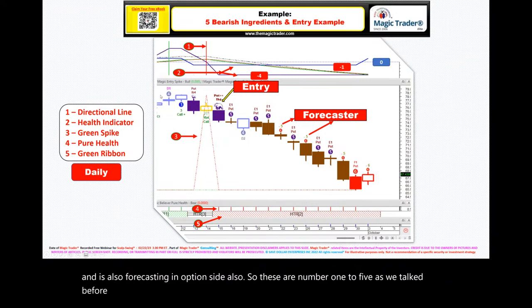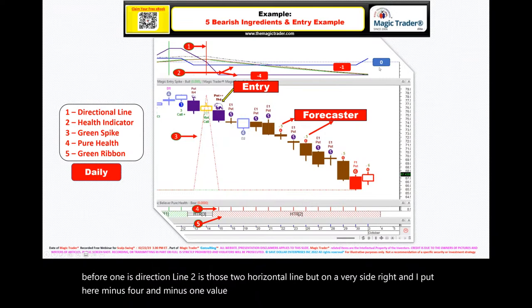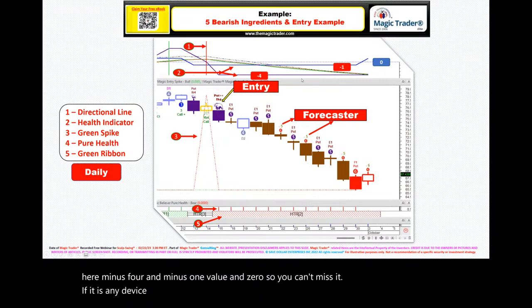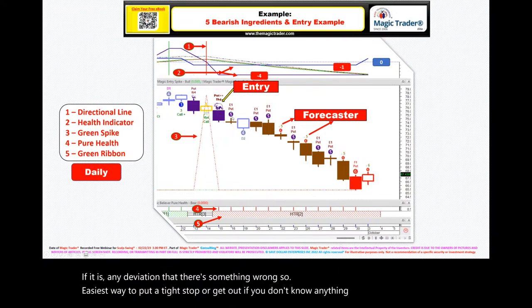One is the direction line, two is those two horizontal lines, but on the bearish side, right? And I put here minus 4, minus 1, and 0 values, so you can't miss it. If there is any deviation, there is something wrong. So the easiest way: put a tight stop or get out. If you don't know anything, put a tight stop or get out.